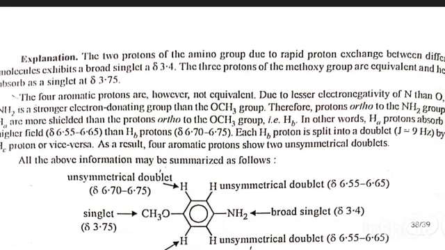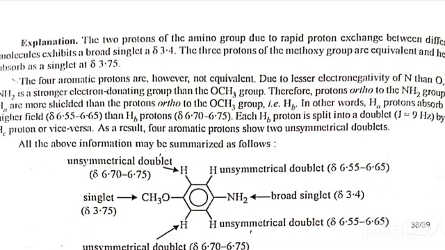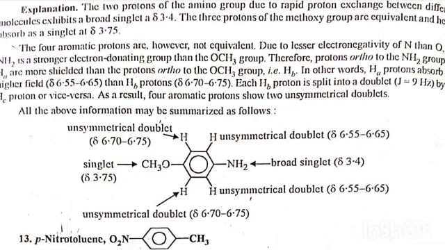Explanation. The two protons of the amino group, due to rapid proton exchange between different molecules, exhibit a broad signal at delta 3.4. The three protons of the methoxy group are equivalent and hence absorb as a single signal at delta 3.75. The four aromatic protons are however not equivalent, due to the lesser electronegativity of nitrogen than oxygen. The NH2 is a stronger electron donating group than the OCH3 group. Therefore, protons ortho to the NH2 group, that is HA, are more shielded than the protons ortho to the OCH3 group, that is HB.